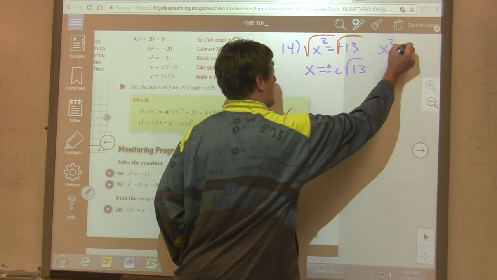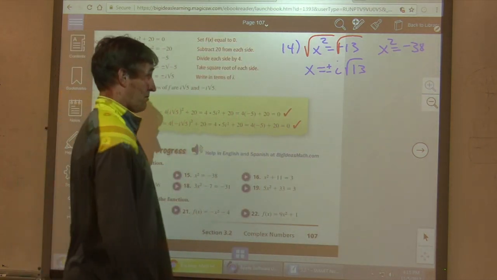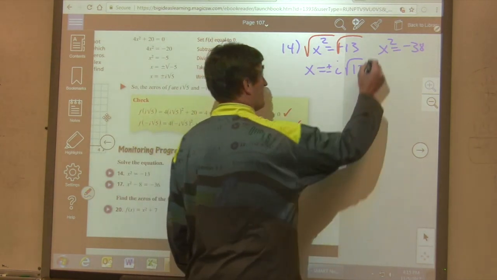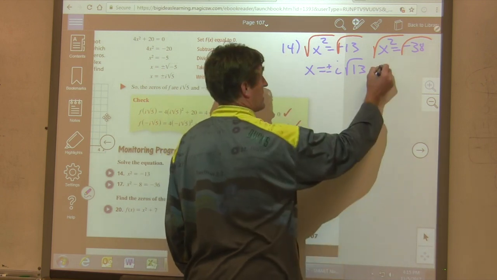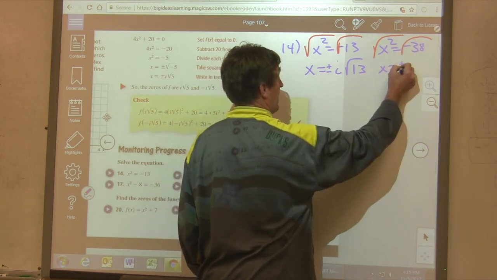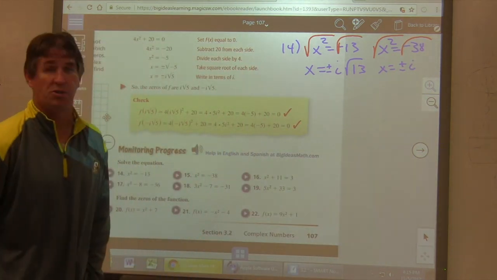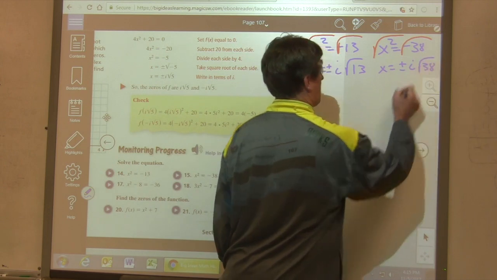15, x squared equals -38. So I take the square root of both sides. So we get x equals plus or minus I. There are no perfect squares in 38. You can break that into 2 times 19, but you don't get any pairs. So that would just be the square root of 38.